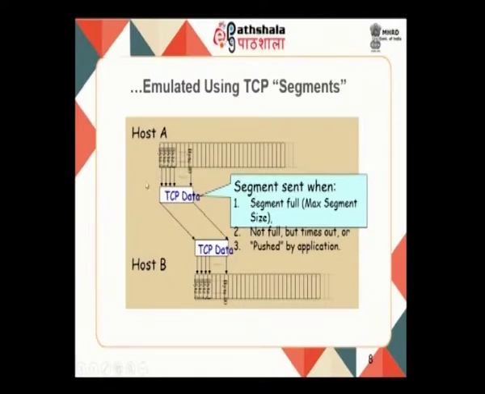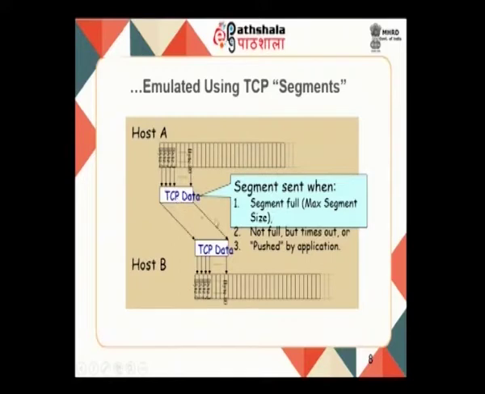Now, normally a segment is sent by the host side TCP when the segment is full, that is, there is something called a maximum segment size, which means a segment can be a maximum of a particular size. We will see how that is determined later, but right now assume that there is a maximum segment size available. So, if you have accumulated that many bytes in TCP's buffer, TCP will send that much data.